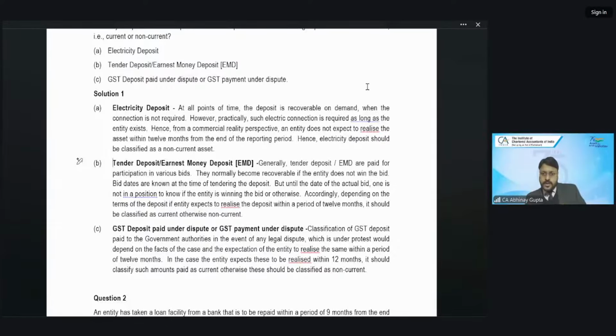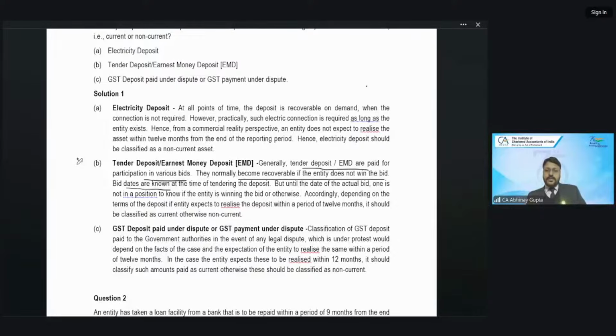Perfect. So what we say generally, the tender deposits or EMDs are paid for the participation in the various bids which are invited by the government. They normally become recoverable if the entity does not win the bid, right? So if the entity does not win, then these are refunded to the company after the bidding process is completed. Bid dates are known to the company at the time of the tendering of the deposit. So companies always know which date the bid is going to happen, right? For example, if I am depositing the money somewhere in February, I am preparing the financials for 31st March, and the bid is going to happen in 30th June, I know that within the next 3 months the bidding process will happen and it will be completed.